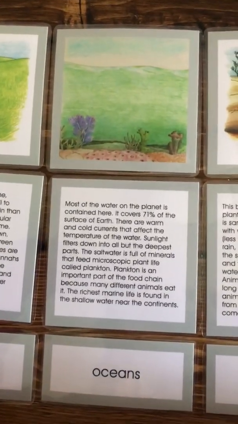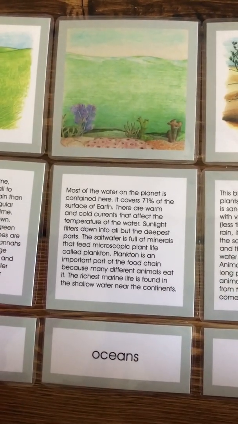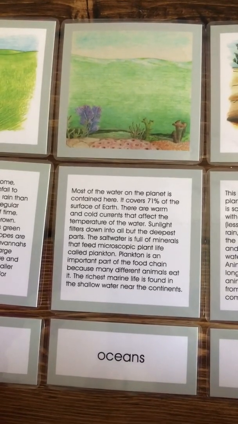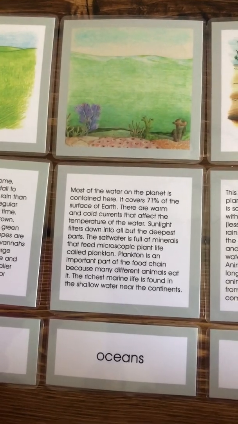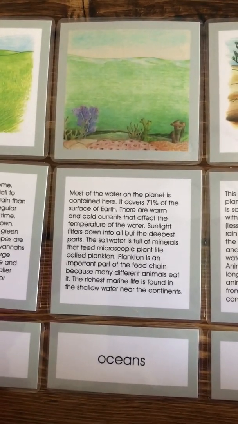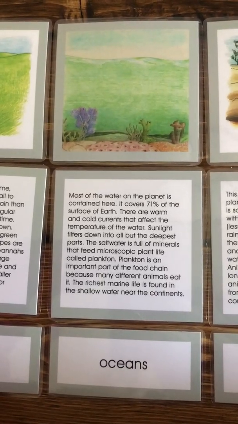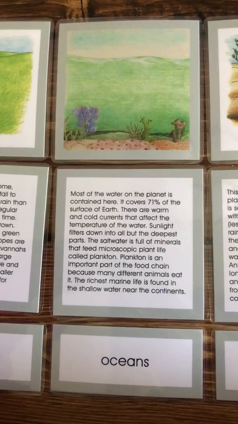Okay, so here we have the oceans. Most of the water on the planet is contained here. It covers 71% of the surface of the earth. That's a lot. There are warm and cold currents that affect the temperature of the water. Sunlight filters down into all but the deepest parts.